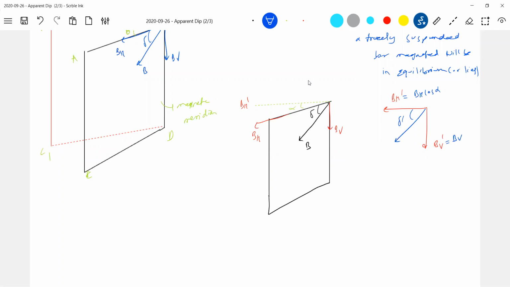And what is a true dip? How do you define the true dip? Tan delta should be equal to BV by BH. This is a true dip. Delta is the true dip here.